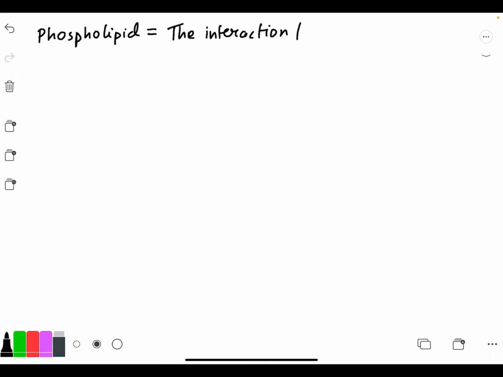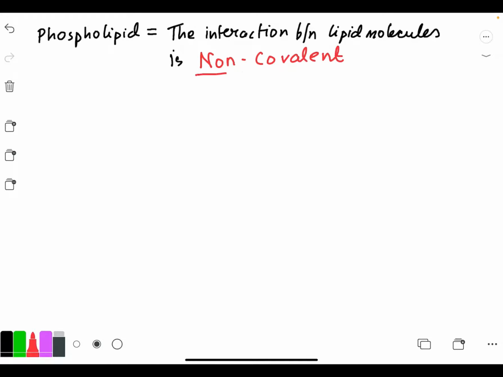maintained? So basically the fluidity is maintained by phospholipids, and the reason for fluidity is that the interaction between the lipid molecules, the phospholipid molecules, is non-covalent, and because the interaction is non-covalent, the phospholipids are able to move freely within the lipid bilayer, and this basically accounts for the plasticity or fluidity of the membrane, right? Because the interaction is non-covalent.